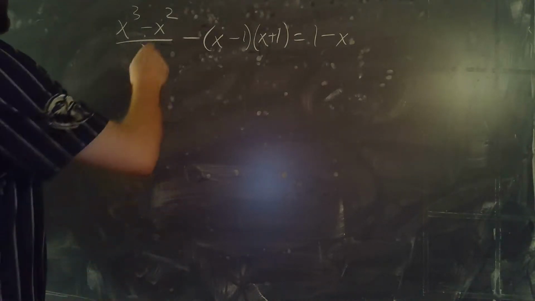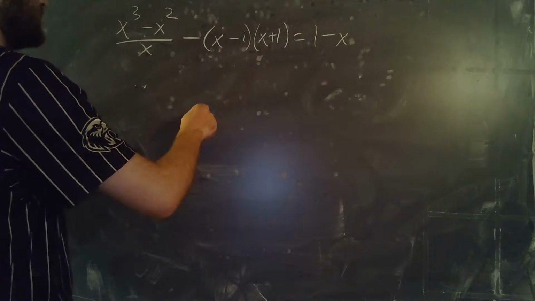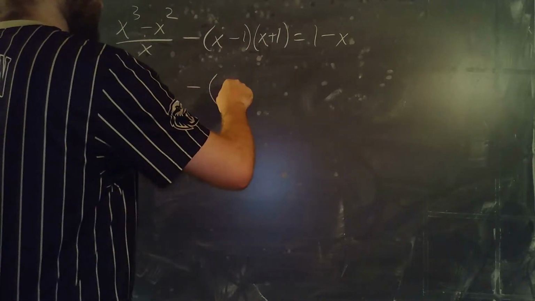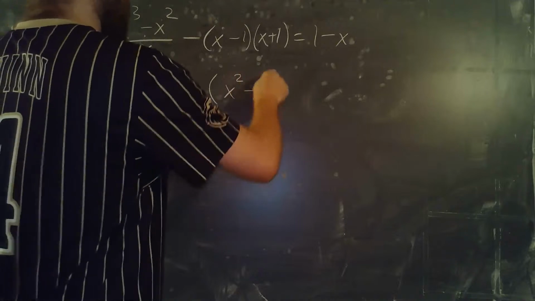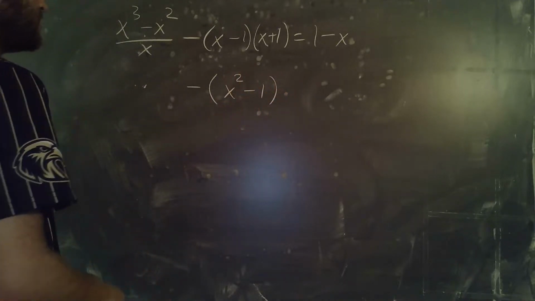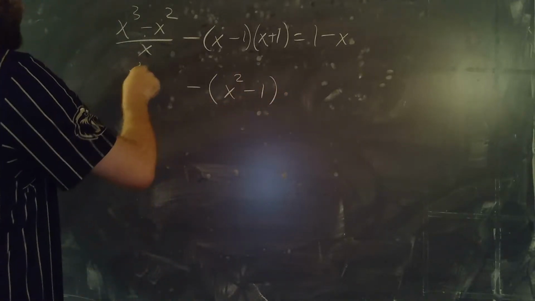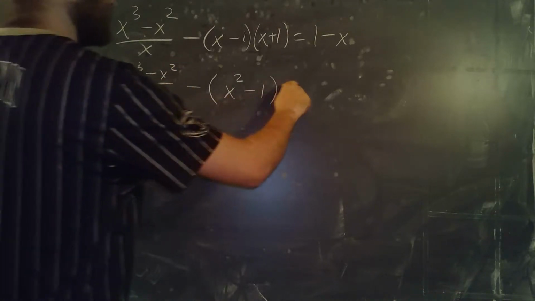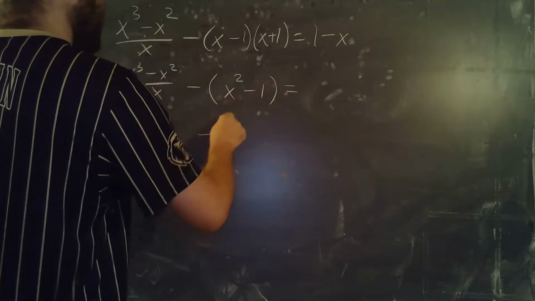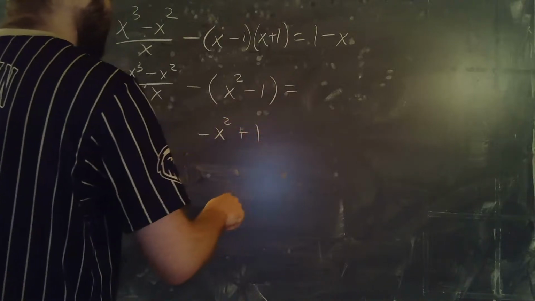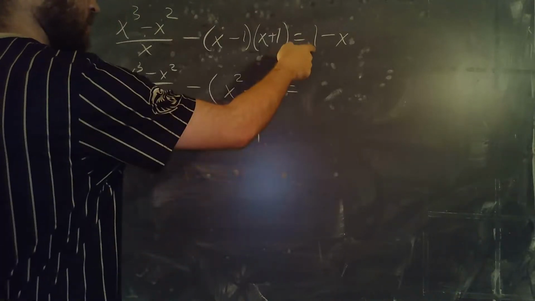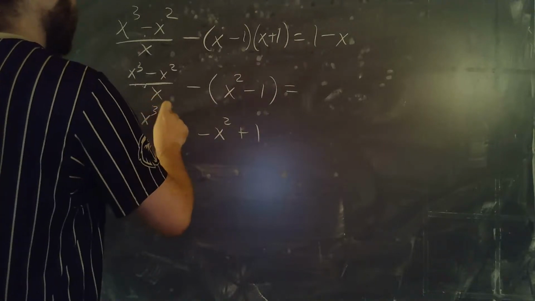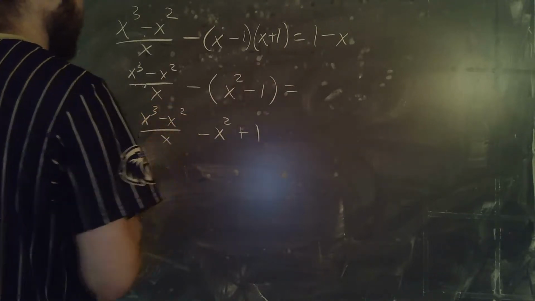So notice here that this is just a binomial times a binomial. So of course I can expand that out. This will become a difference of squares, which is x squared minus 1. If I distribute the negative through, then I will be able to flip both of the signs here, making this minus x squared plus 1. And notice that this is probably the one that's going to end up being in our final results. So then we have x to the third minus x squared divided by x.